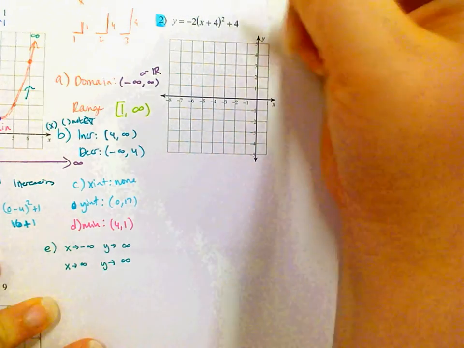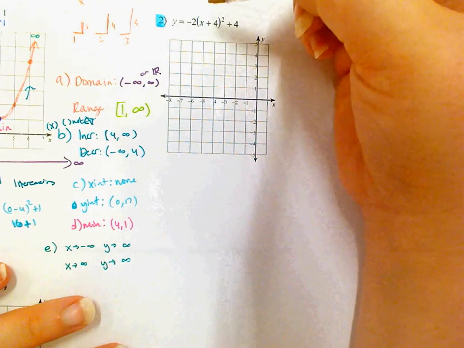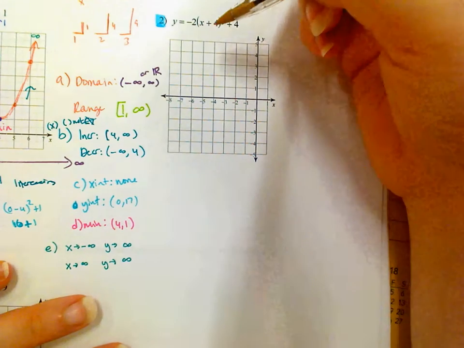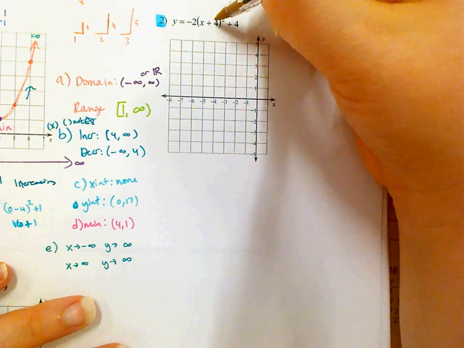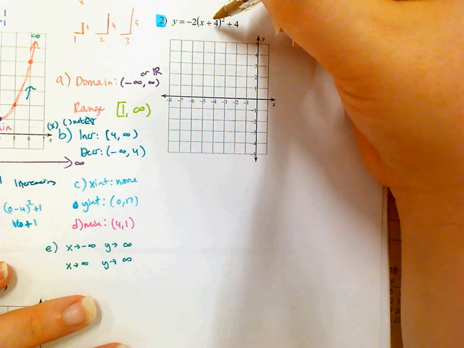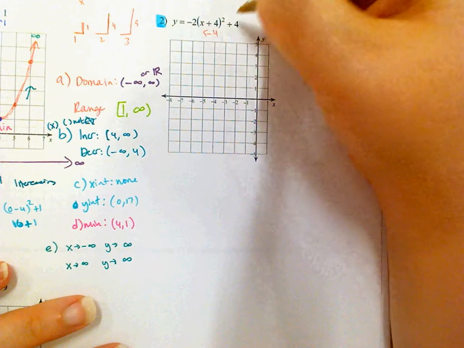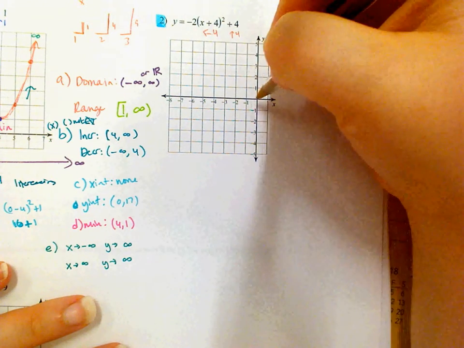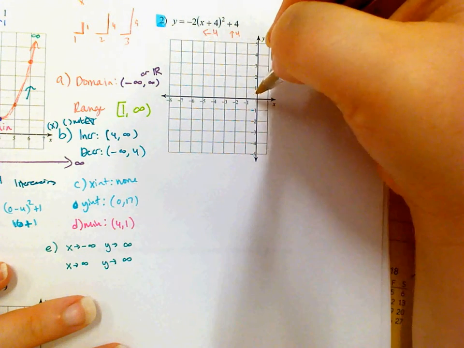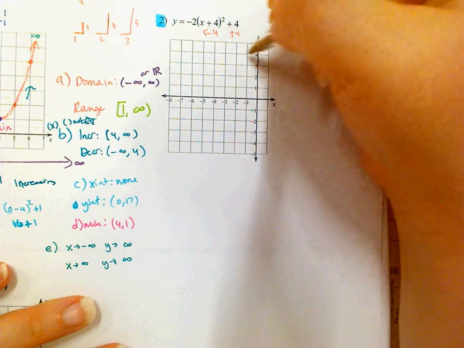I am still going to go left and up. The minus 4 makes me go left 4, and the plus 4 makes me go up 4, so that is my vertex, no matter what the stretch or compression is. So left 4, up 4. So there's my starting point.